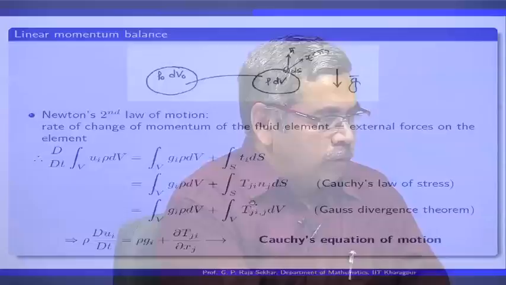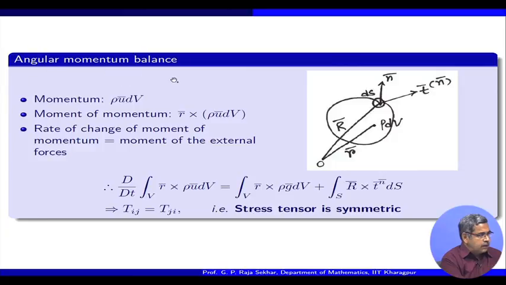Fine. So, next is naturally angular momentum balance. We will not discuss the complete derivation, I give an idea. So, let us consider a fluid element, and this is a surface element. Any interior point, the position vector is denoted by r bar. Any point on the surface, the corresponding position vector is capital R bar. And again this is a normal, and this is the corresponding stress vector.